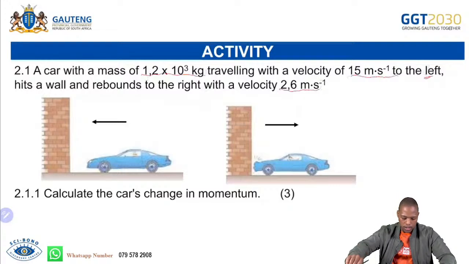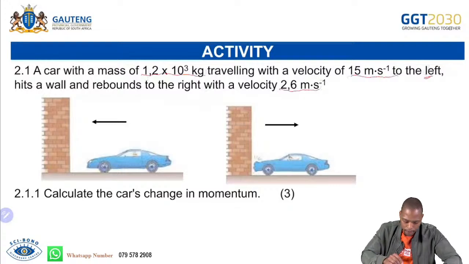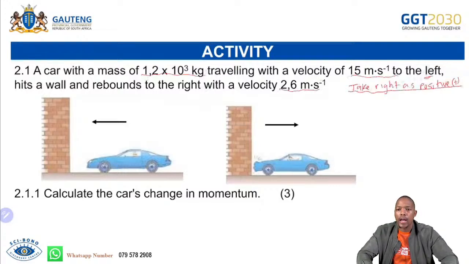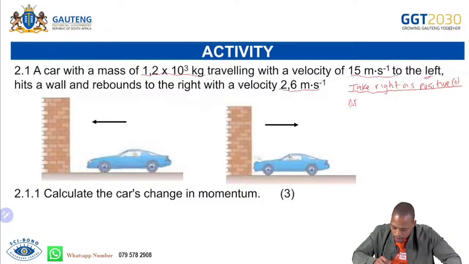To do the calculation, simply do what? Start by taking direction. I'm given left or right, and I always take right as positive. It makes my life simple. I don't want to complicate my life. Then I underline. Okay? And then from there, the formula. Delta P is equal to m(vf minus vi). Then I substitute the mass, which is 1.2 times 10 to the power of 3.